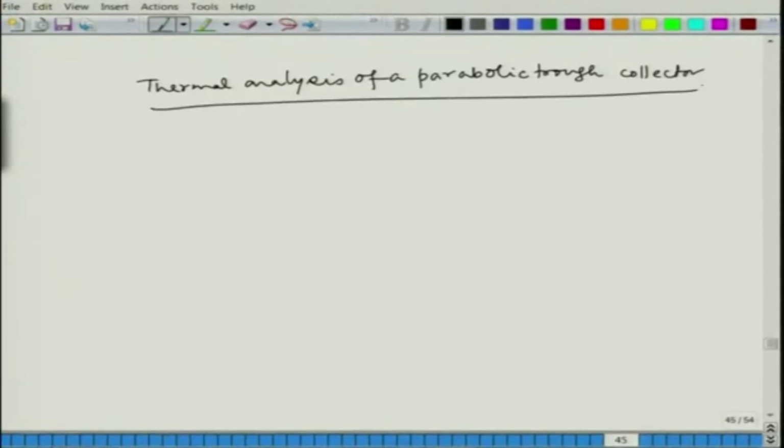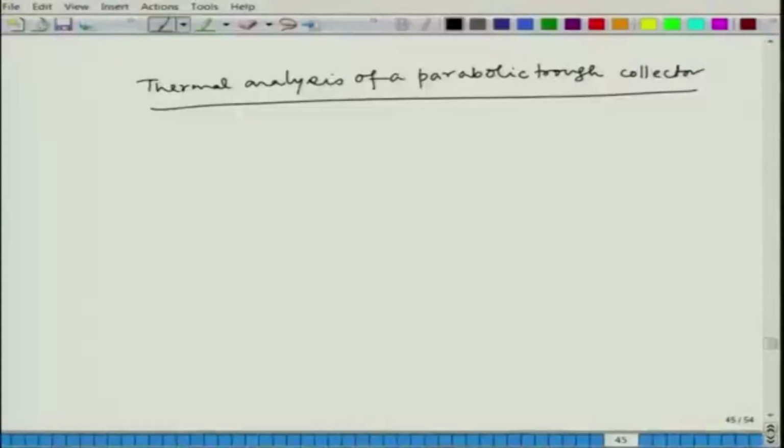Okay. We will see that there will be some similarities with what we have done for the flat plate collector, and there will be some significant dissimilarity which we need to note specially. Now, let us have this kind of parabolic geometry. Of course, this is symmetric, this is the axis of symmetry, which is also the focal direction, and somewhere here we will have the receiver tube.